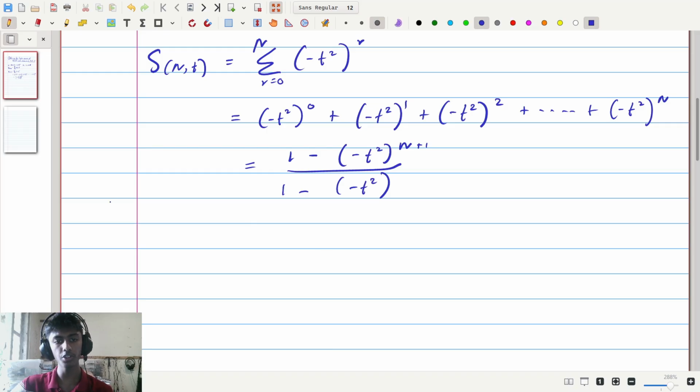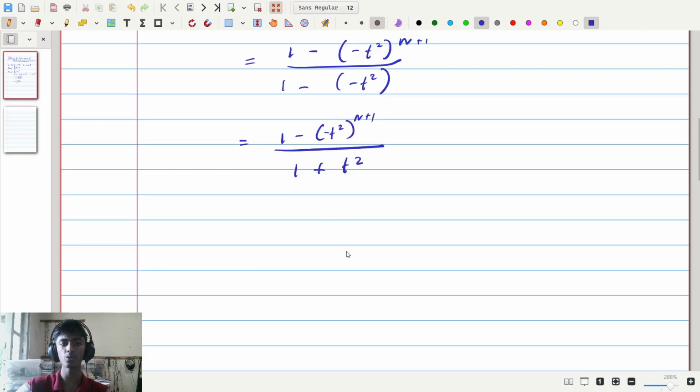Now what I'm going to do is rewrite this sum. I'm going to keep the top as it is, 1 minus negative t squared to the power of n plus 1, but on the bottom I'm going to take this minus and the other minus, cancel them out, and write this as 1 plus t squared.